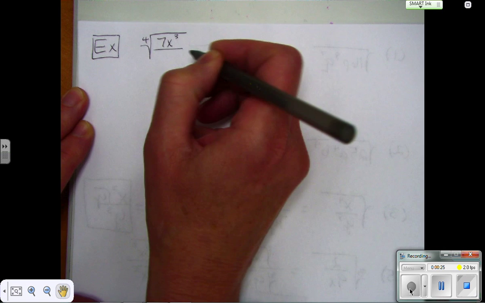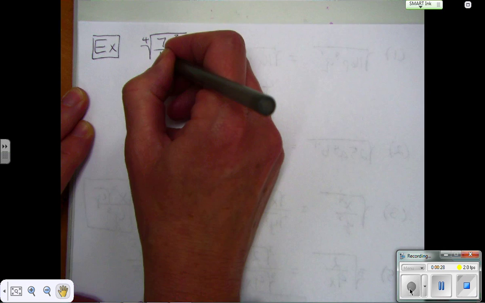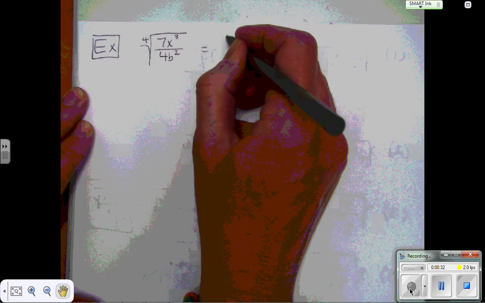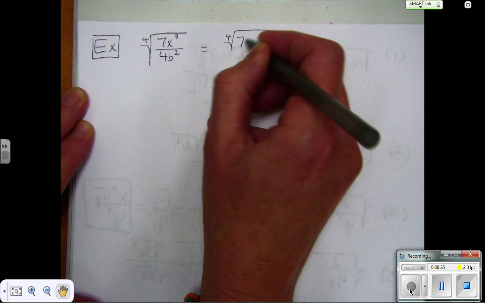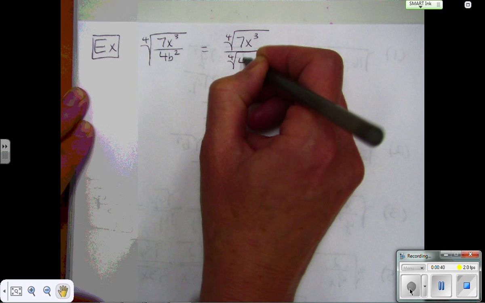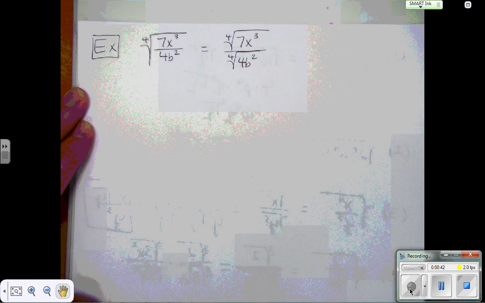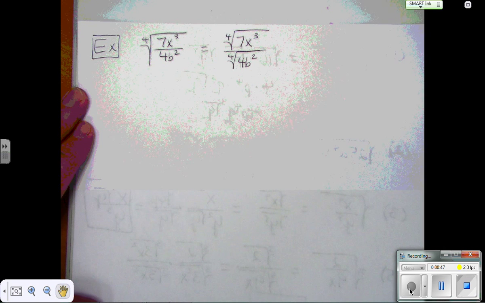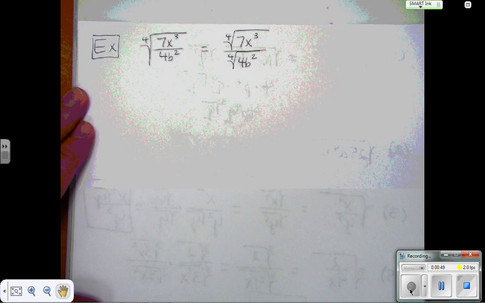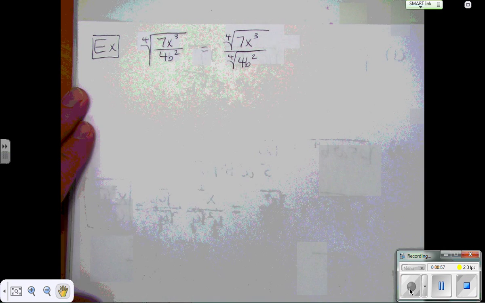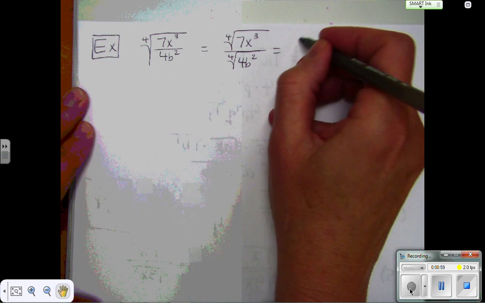So we have the fourth root of 7x to the third over 4b squared. So I'm going to break this up into two separate radicals. Got the numerator and the denominator. Now the numerator, that 7, is a prime number, but in the denominator, that 4, that's a composite number. So I'm going to rewrite the 4 as a prime number raised to a power so we can see how many factors we have. So I cannot leave that radical in the denominator.